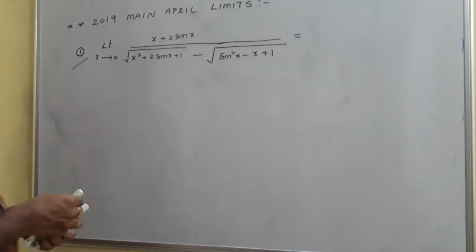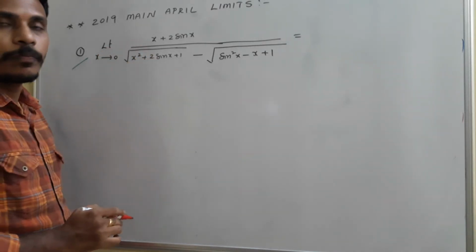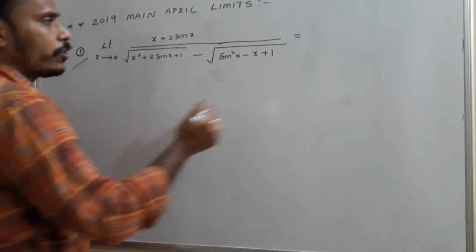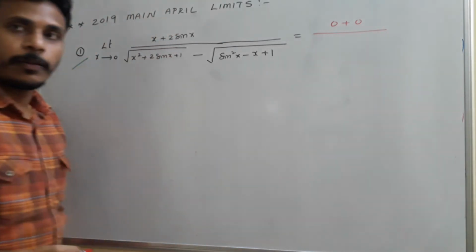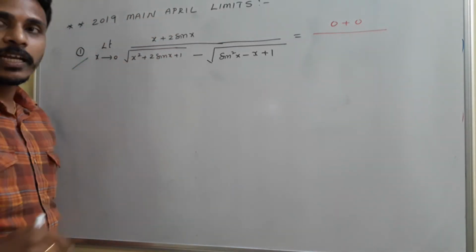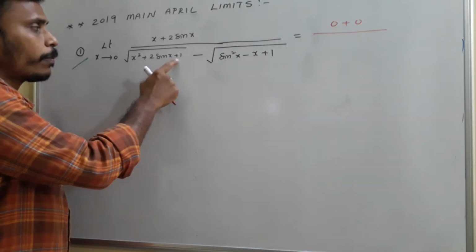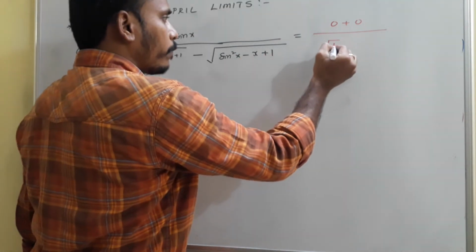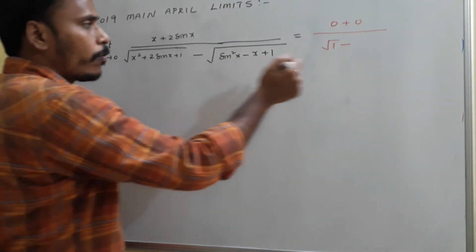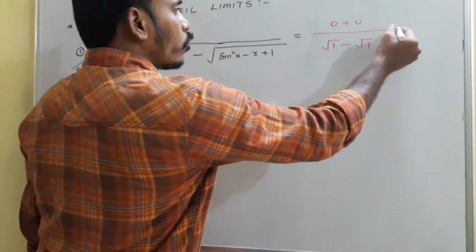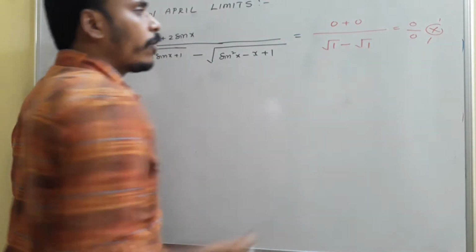So then look at the first problem. If you directly substitute x with 0, the numerator is 0 plus 0, and in the denominator, taking x as 0, sine 0 is again 0, plus 1. So this is root of 1 minus sine 0, which is 0, x is 0, so 0 minus 0 and root 1. So ultimately it is 0 by 0 format. So it is an indeterminate form.